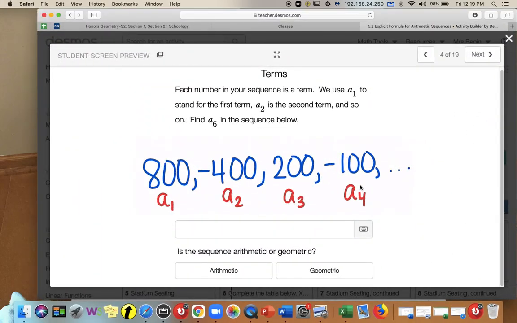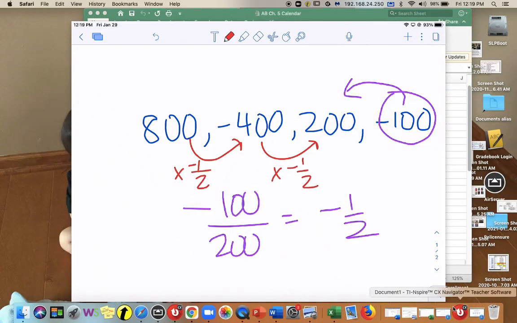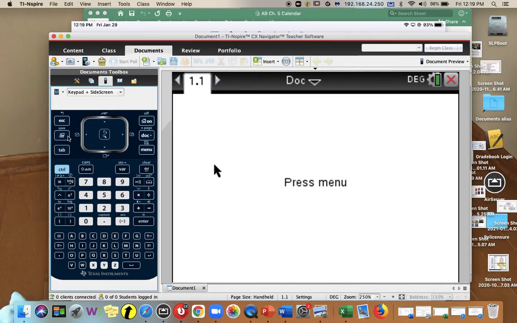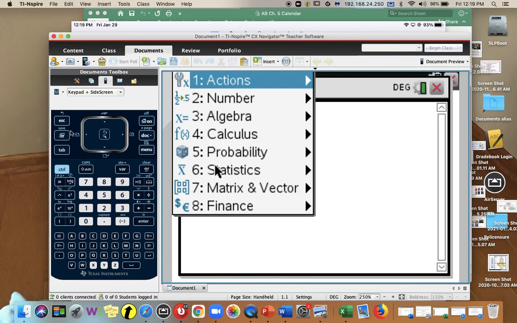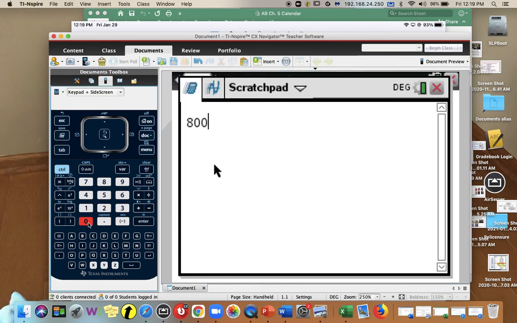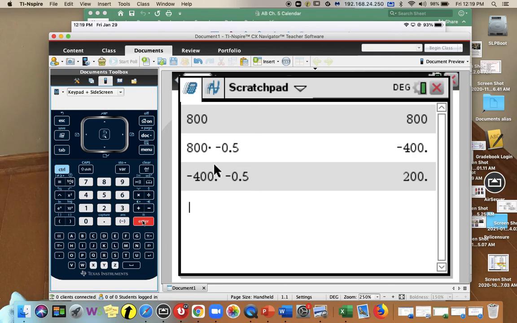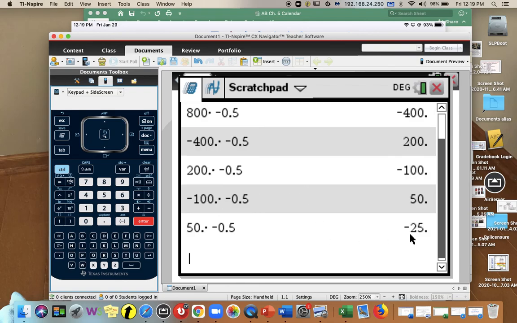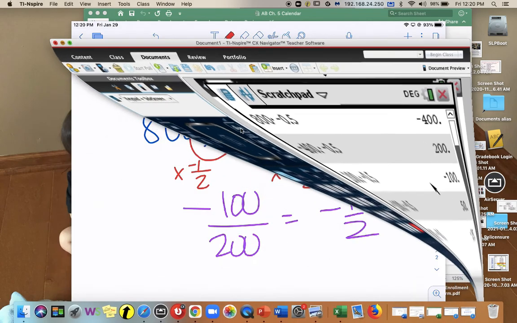So here, we want the sixth number in the list. So I can actually program my calculator to do that. So I will type in the first number, and then I'm just going to multiply it by negative 0.5 or negative 1/2 every time. So now every time I hit enter, it's multiplying by, so there's the first number in the list is 800. Negative 400 is the second term. 200 is the third term. Here's the fourth term, fifth, and sixth. So we can see our sixth term is negative 25.